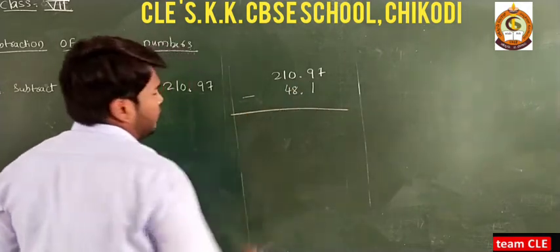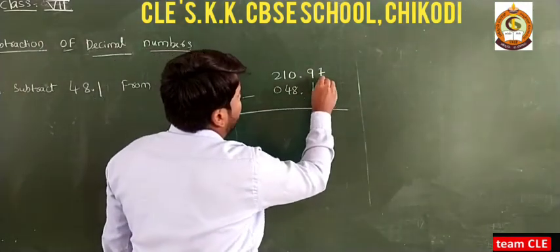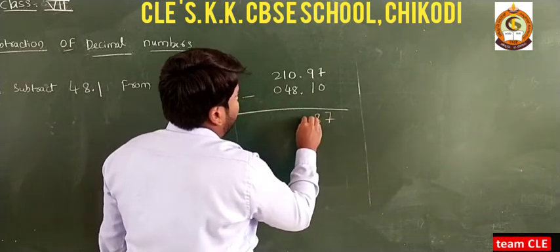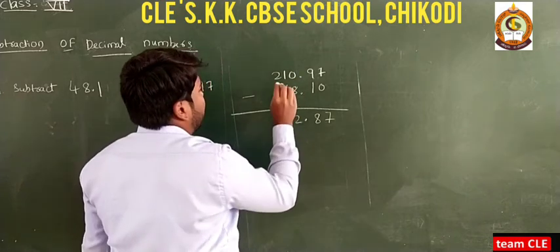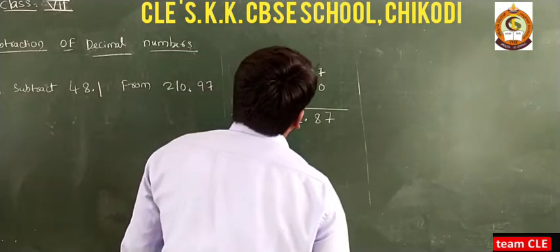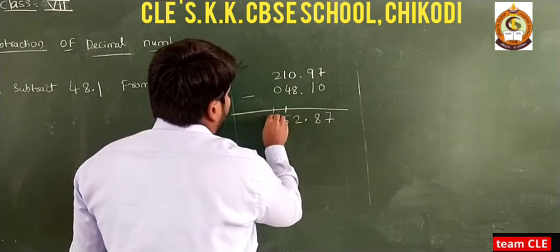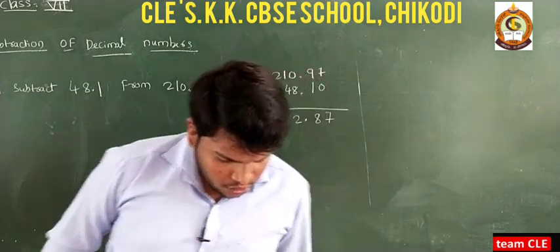So again it is in the form of unlike decimals, increase 1 zero, so this is 0. 7 minus 0 is 7, 9 minus 1 is 8, 10 minus 8 is 2, 1 carry, 11 minus 5, what is 11 minus 5? So 11 minus 5 is 6, again 1 carry, 2 minus 1 is 1. So 162.87 is your required answer.